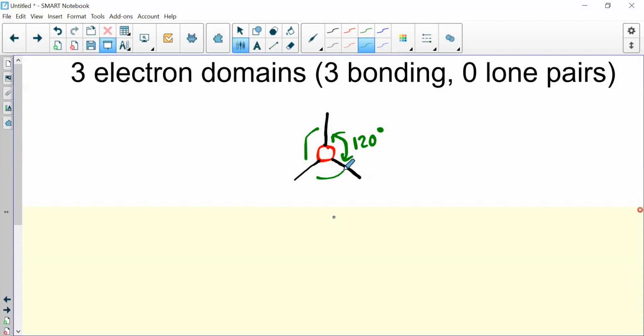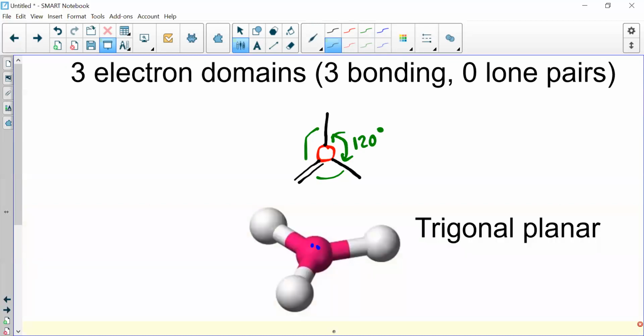Now, in reality, unless you're violating the octet rule, one of these is probably going to be a double bond. And the double bond, we talked about this before, it has the same pushing power as a single bond. It's still 120 degrees. Now, what are we going to call this shape? Well, it's a triangle shape, right? But if you think about it 3-dimensionally, it's a triangle that lies on a flat plane. So it's a triangle on a plane. We call this trigonal planar.